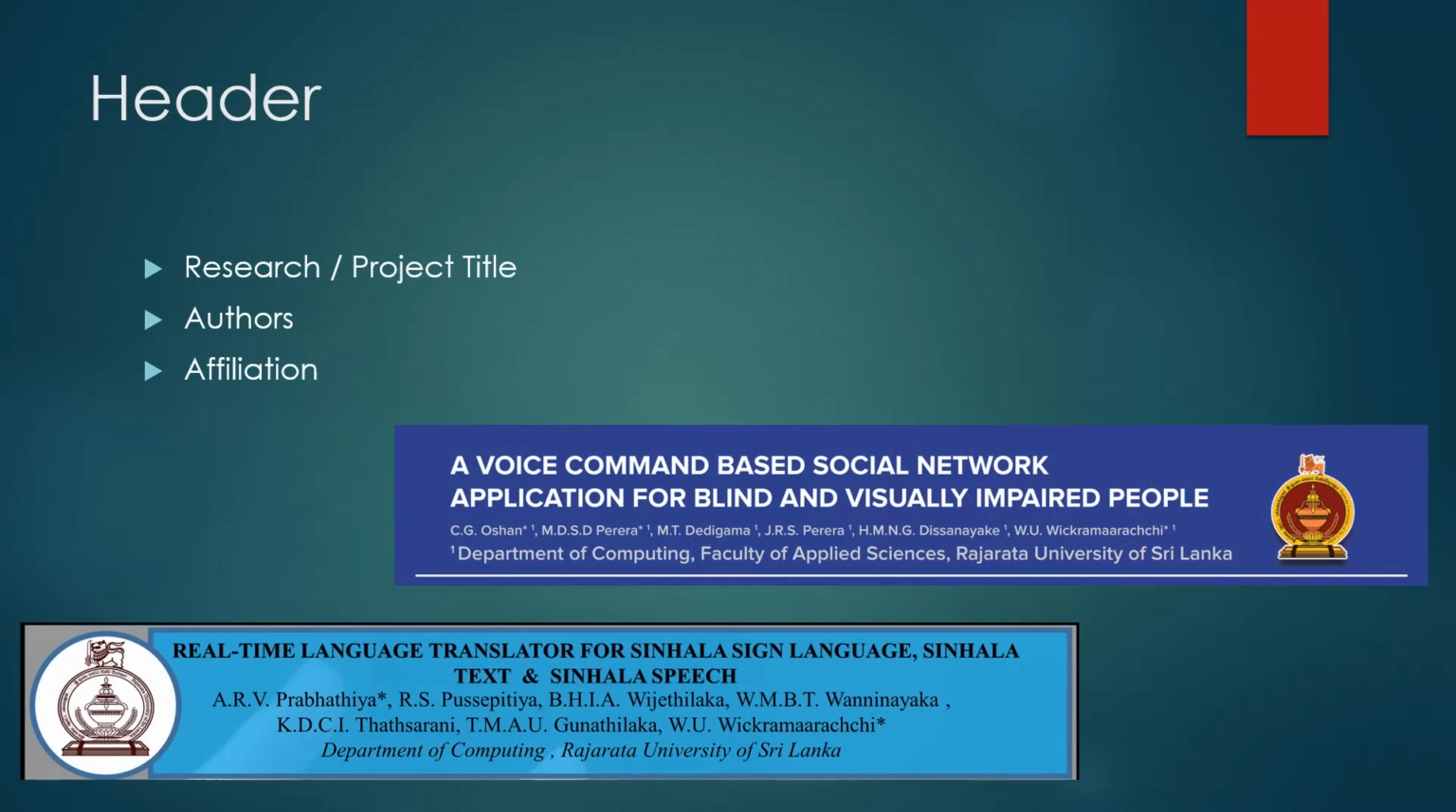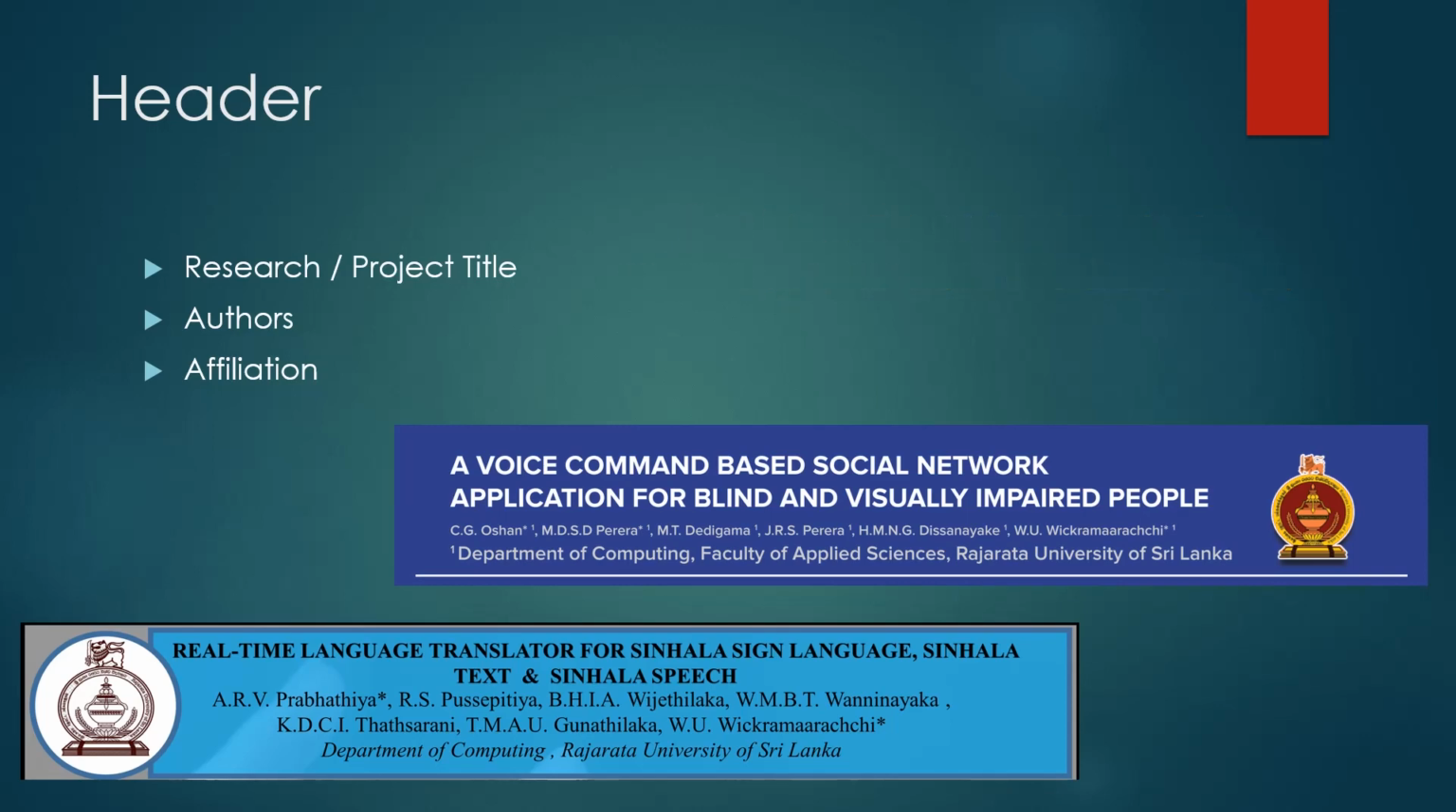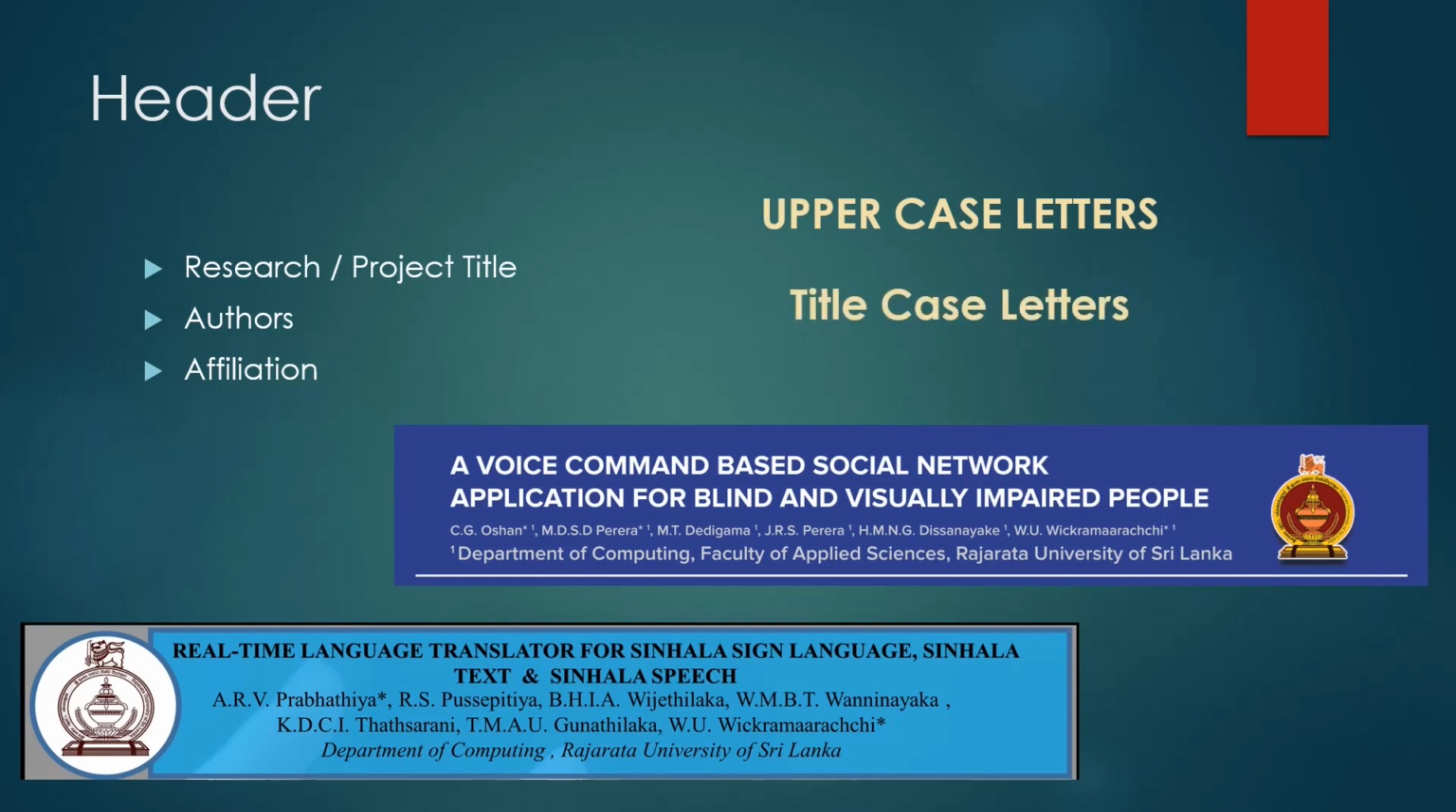The header should include three things: the research project title, authors' names, and affiliations of the authors. An affiliation is the institute or organization to which the authors belong. The title can be written using either uppercase letters or title case letters. That means the first letter of all words is in uppercase and the other letters are in lowercase. But remember, the case requirement depends on the hosting authority.